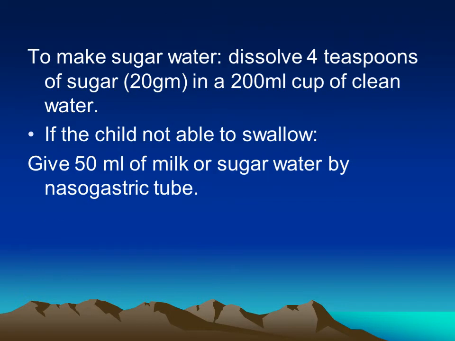So how can we make a sugar water? We dissolve 4 teaspoons of sugar, 20 grams, in 200 ml or a cup of clean water. If the child is not able to swallow, give 50 ml of milk or sugar water by nasogastric tube. So this is the initial management in the primary health center. We treat convulsion, treat low sugar, control his temperature, and refer him to the hospital after giving the first dose of proper antibiotics.